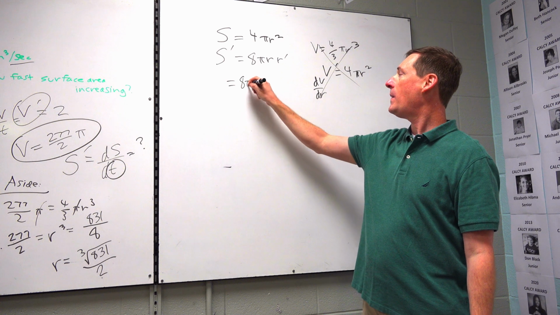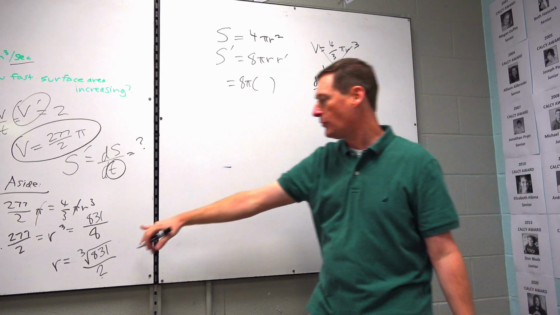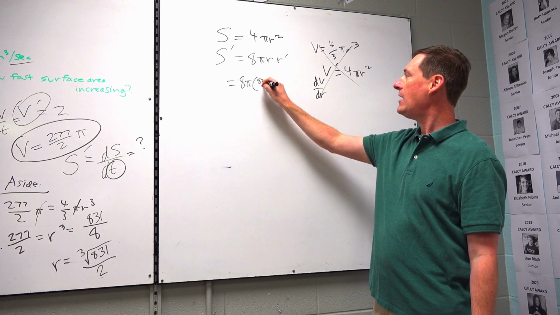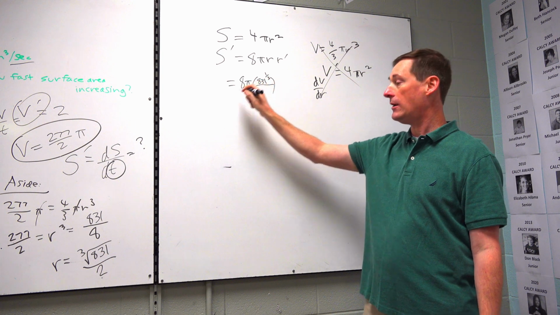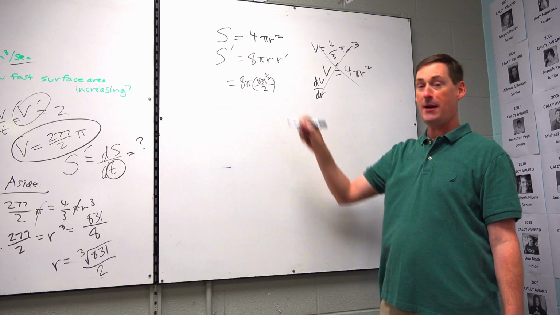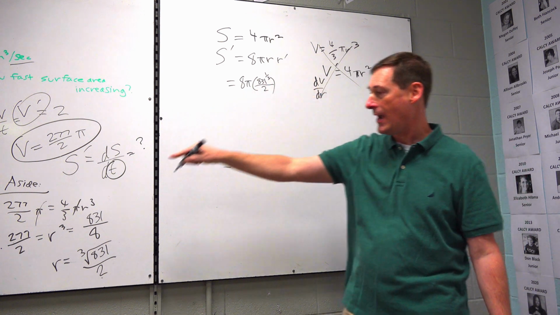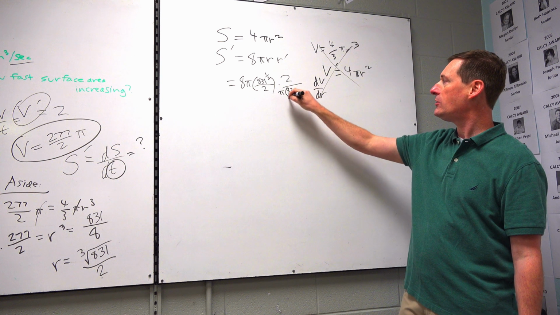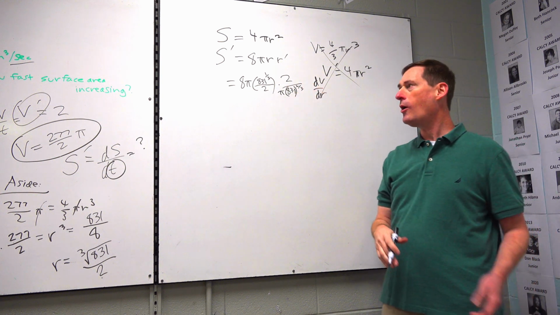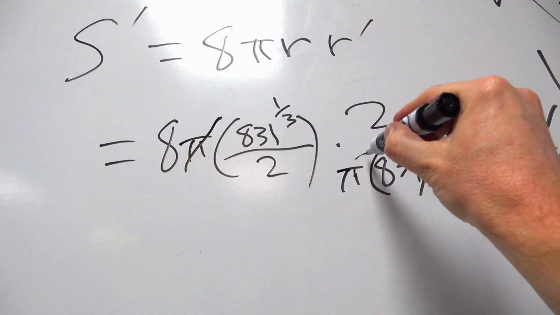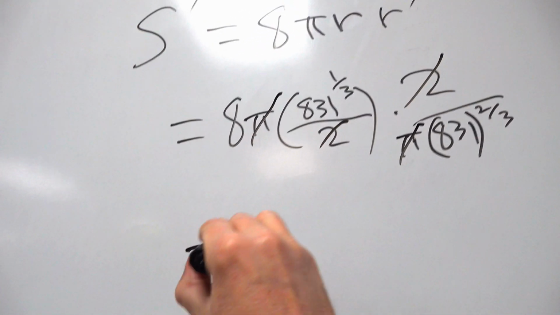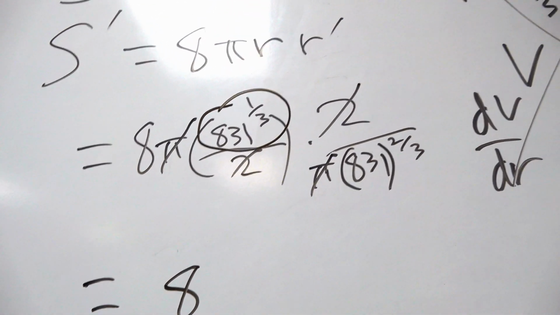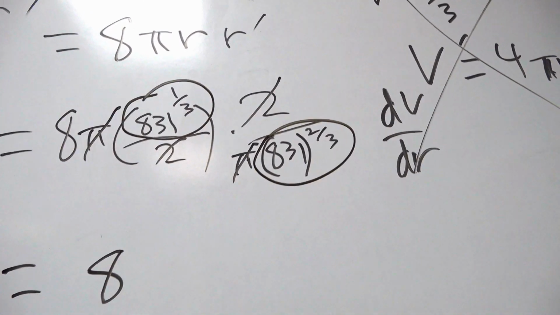All right, 8 pi. What's the radius? The radius was cube root of 831 over 2. All right? Matter of fact, you could write that as 831 to the 1/3, if you wish, over 2. That might be better, because our r prime is that crazy 2 over pi, 831 to the 2/3. So this won't be too bad. All right, the pi's cross cancel, the 2's cross cancel, and you end up with 8, and now how do we handle this? 831 to the 1/3 over 831 to the 2/3.